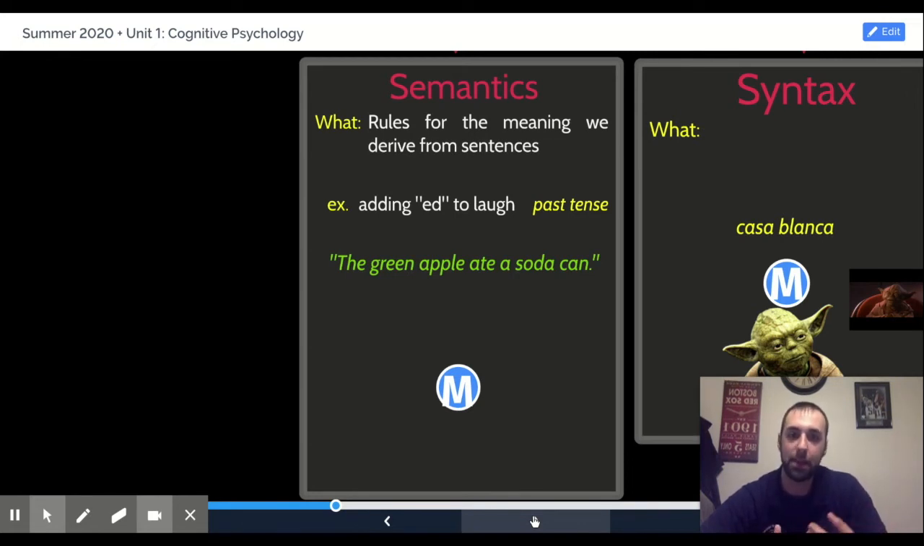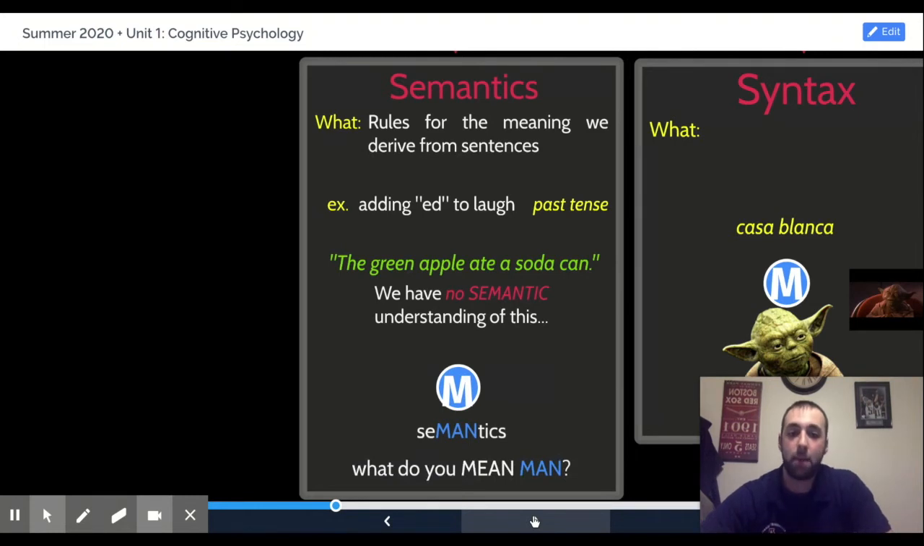In terms of the way the English language works, I understand what all of these words mean, but because apples do not eat, this sentence doesn't really have any semantic meaning. As a mnemonic, when I look at the word semantic, I isolate the MAN and I think of the phrase, what do you mean, man? Semantics is all about, what does this sentence mean? Do I actually understand what the sentence means?